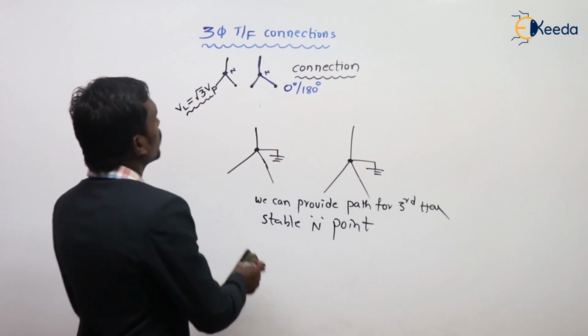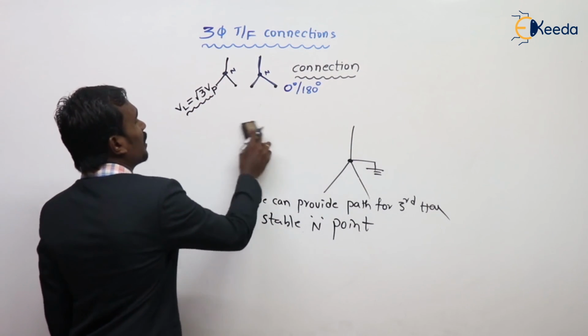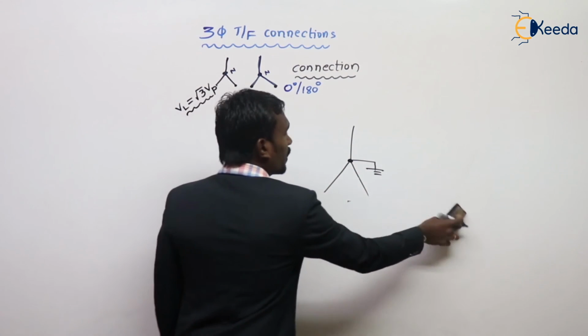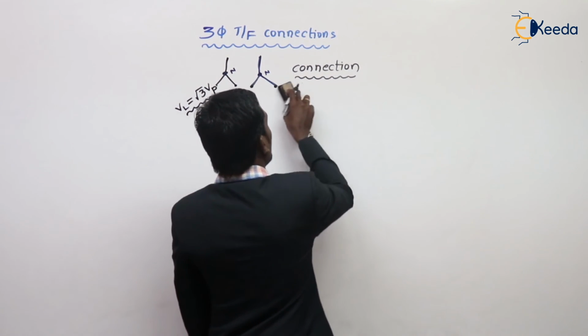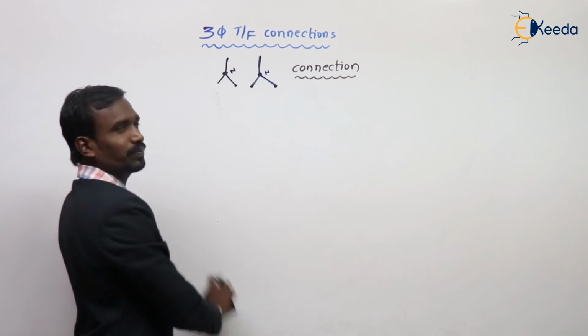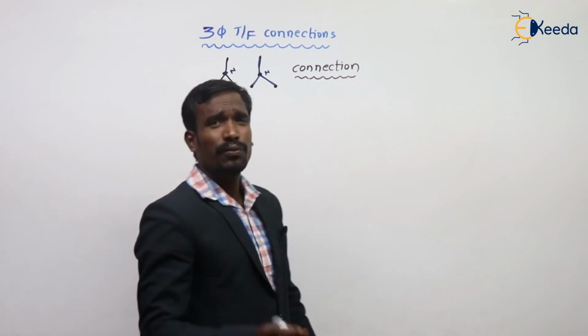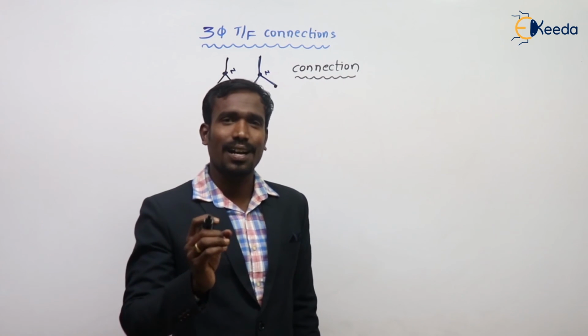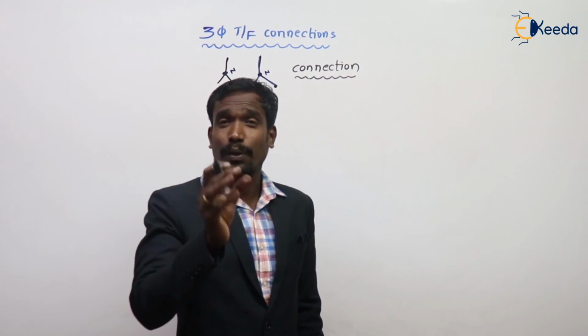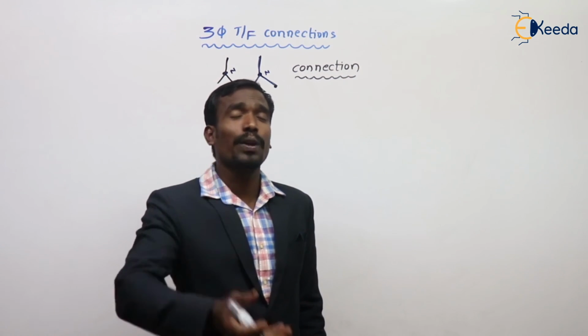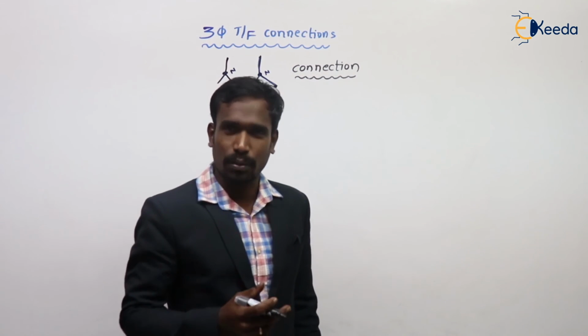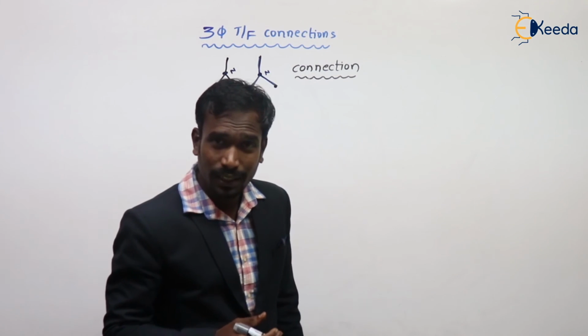This is about the star-star connection diagram. So this is simply about the connection diagram of star-star, its advantages and its problems, and how we can overcome those problems. Are you okay? Thank you.